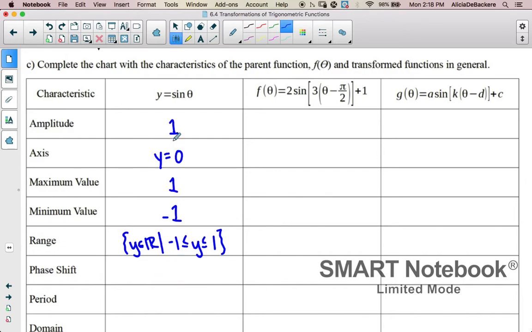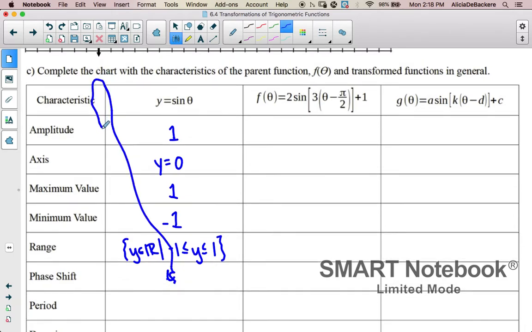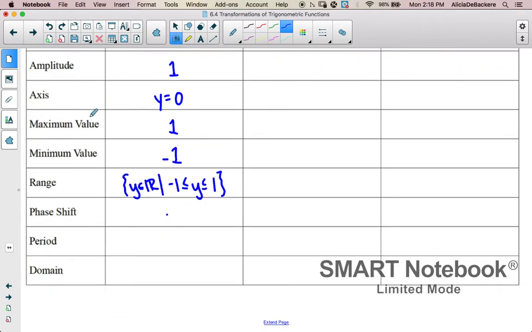The phase, so notice I've got all my vertical stuff here, and then the bottom of the chart here is all the horizontal stuff. So horizontally, the first one has no phase shift. Horizontally, the phase shift is 0 for the parent function. The period is 2 pi, and the domain has no restrictions.